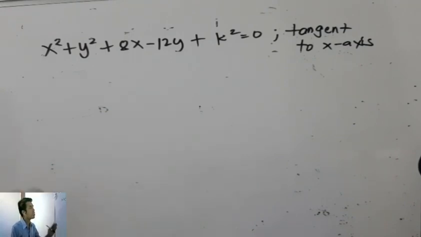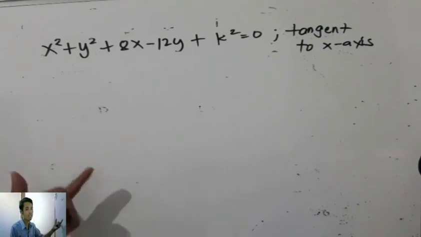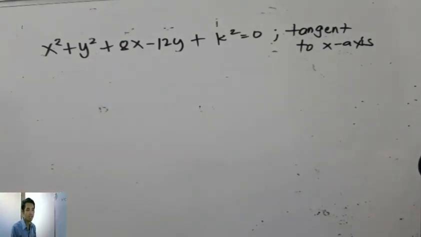Before that, we need to find the center of this circle. And then, after we find the center, we need to find the radius. And how are we going to solve for the radius? By getting the distance from the center up to the x-axis, because the center touches the x-axis. So we call it tangent to the x-axis.